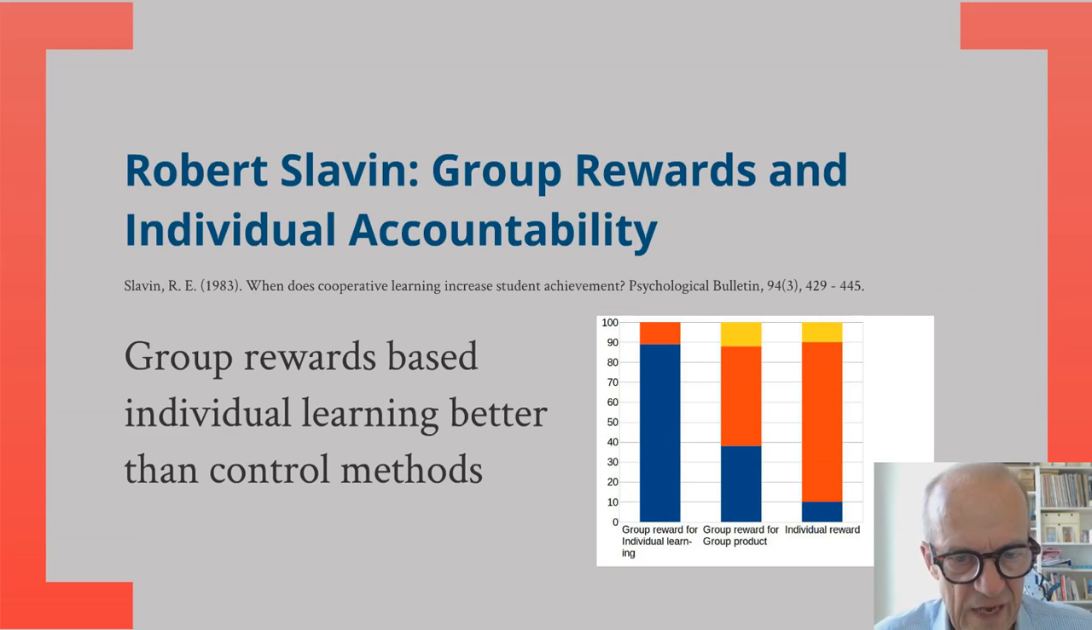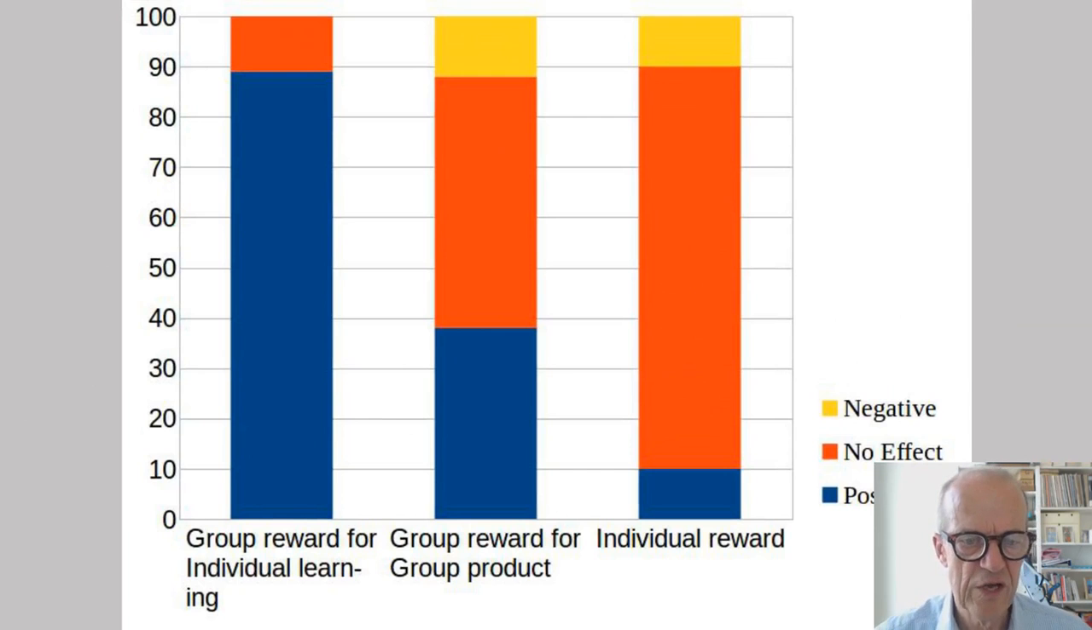Basically, as it's stated here, group rewards based on individual learning lead to better outcomes than control methods. And control methods are, for instance, methods in which groups are rewarded for the product of the group and not for the individual learning, or when only the individual learning counts. You can imagine that there are group products. For instance, a group has to prepare a text, a research report, in which all members of the group participate, either by doing the research or by analyzing the outcomes, or by writing and documenting, and all kinds of tasks.